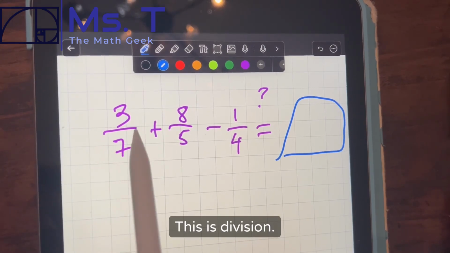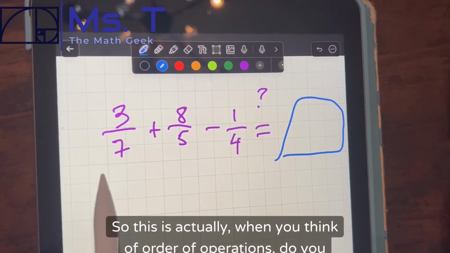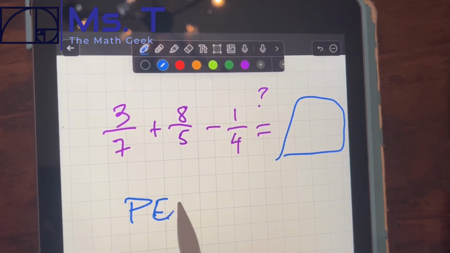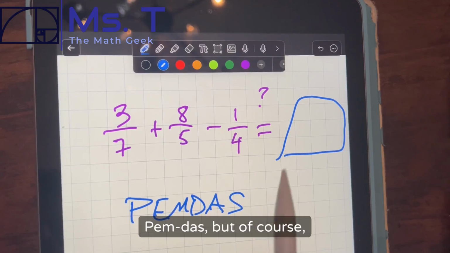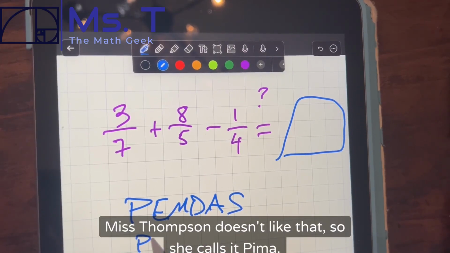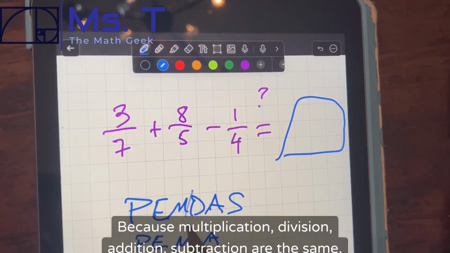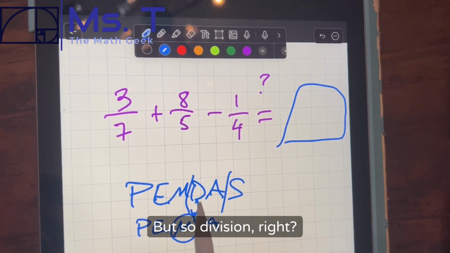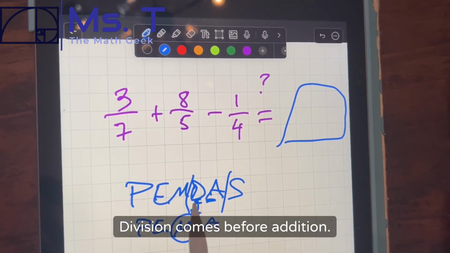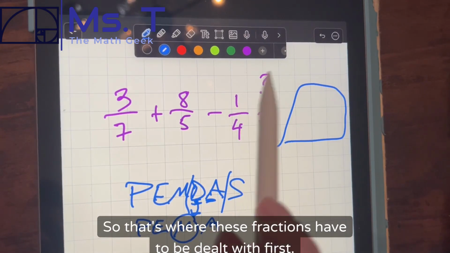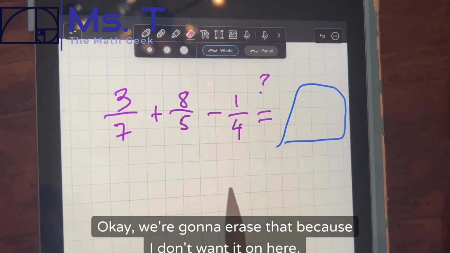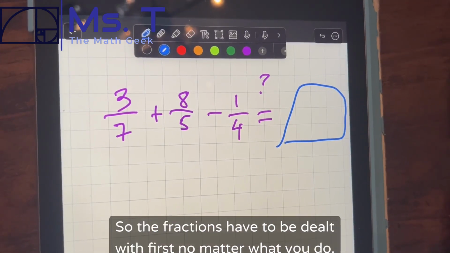This is division, okay? So when you think of order of operations, do you remember our order of operations? PEMDAS, but of course, Ms. Thompson doesn't like that, so she calls it PEMA, because multiplication, division, addition, subtraction are the same. But so division comes before addition. So that's where these fractions have to be dealt with first. Okay, we're going to erase that because I don't want it on here. So the fractions have to be dealt with first, no matter what you do.